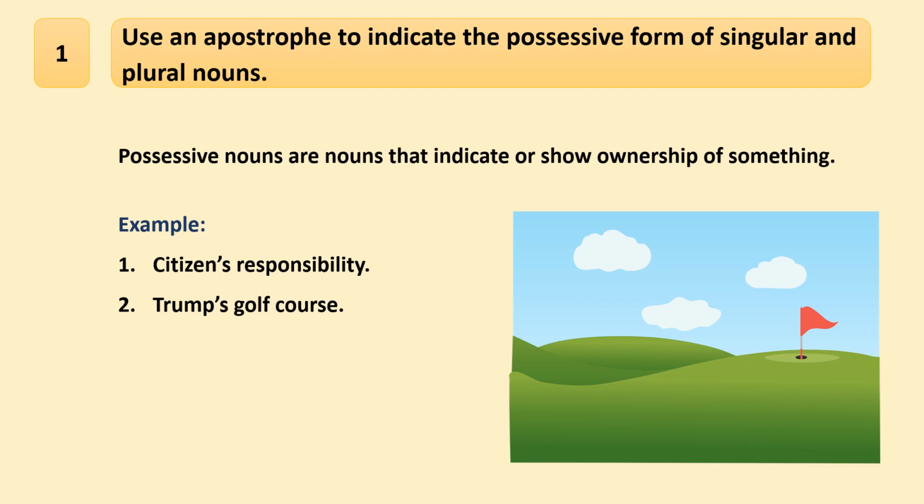The second example, Trump's golf course. So this golf course over here belongs to Trump. So it is Trump's own golf course. So we use the apostrophe to indicate ownership, to show that the noun Trump owns or possesses the golf course.